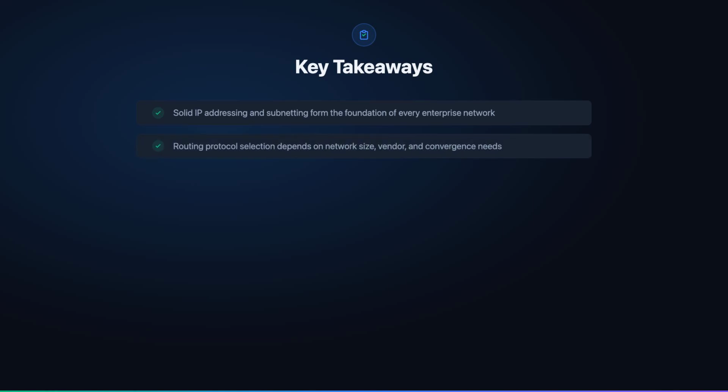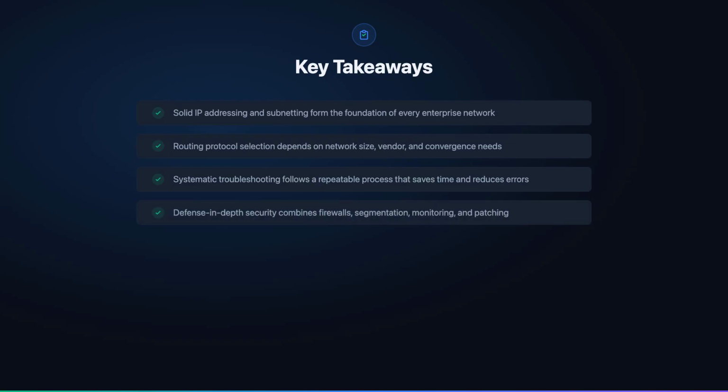Let us recap the essential insights from our exploration of network administration in practice. Without proper addressing and segmentation, networks become unmanageable and insecure as they grow. Choosing the right routing protocol ensures our network remains stable, efficient, and scalable. Following a structured troubleshooting methodology prevents wasted effort and ensures reliable problem resolution. No single security measure is sufficient. Layered defense protects our network against diverse threats.